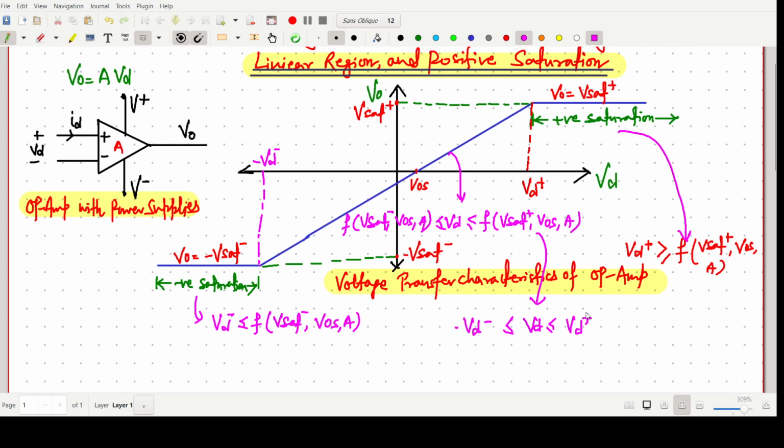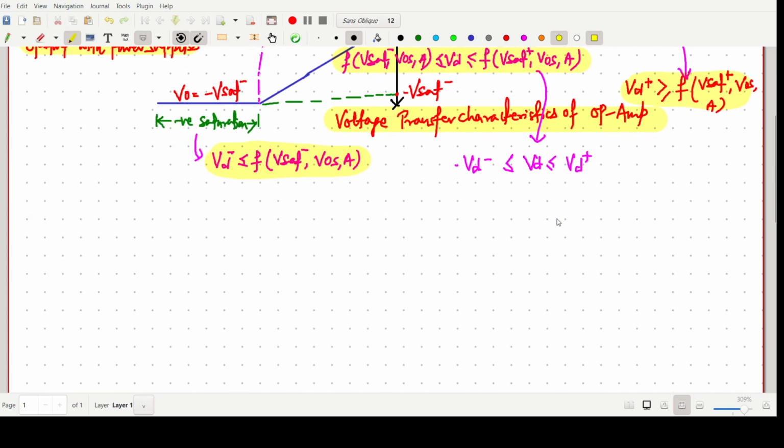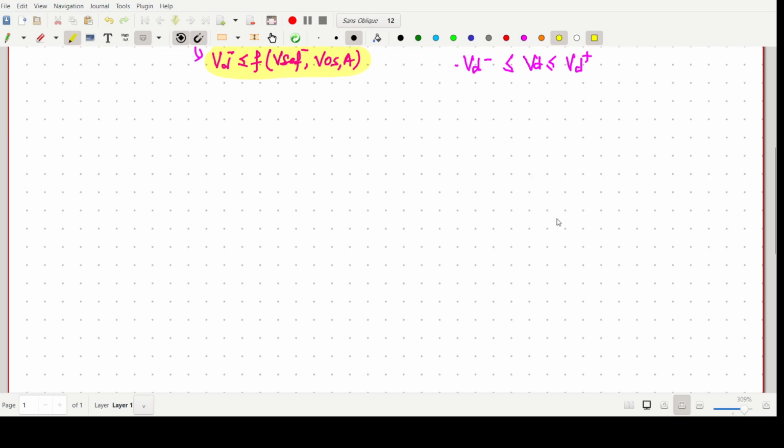This one I am just highlighting. For the positive saturation, the condition will be like that. For the negative saturation, the condition will be like that. And for the linear region, the condition will be like that. So this thing we have to find out.